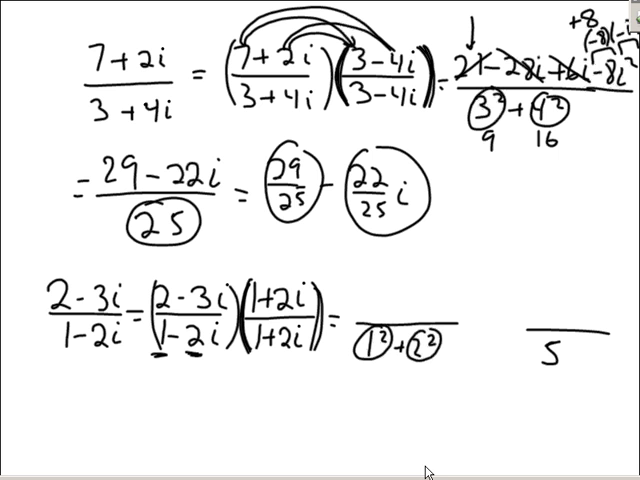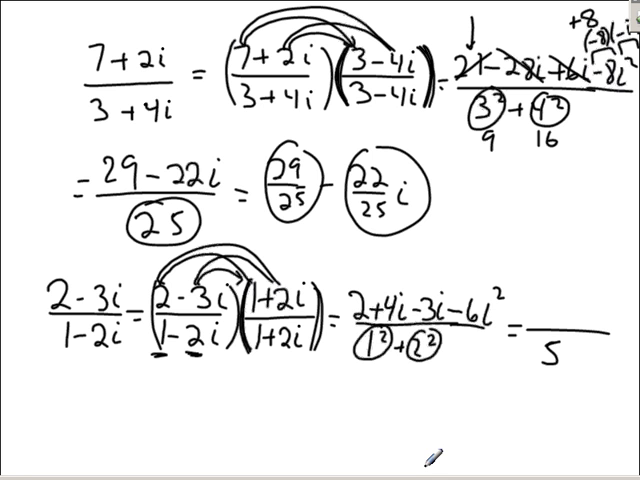Okay, let's figure out what the numerator is. 2 times 1, 2. 2 times positive 2i is positive 4i. 3i times 1, negative 3i times 1, excuse me, is negative 3i. And negative 3i times positive 2i, well, negative times positive is negative. 3 times 2 is 6. i times i is i squared. But just remember, it's not negative 6, it's plus 6.